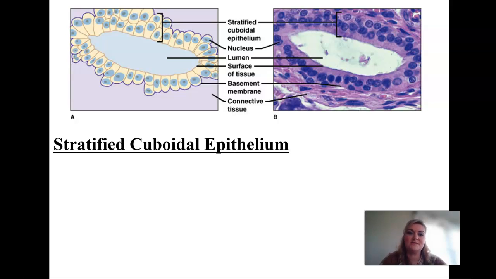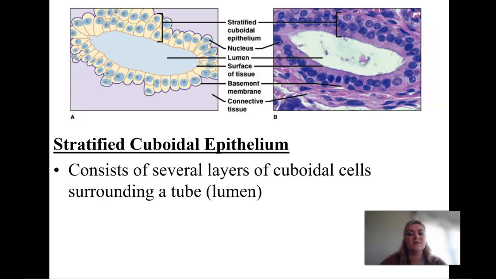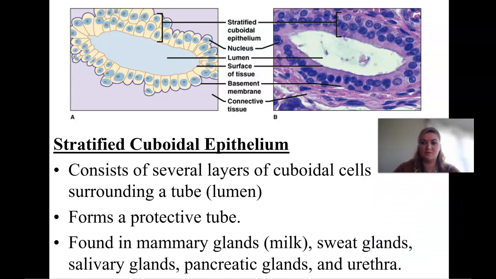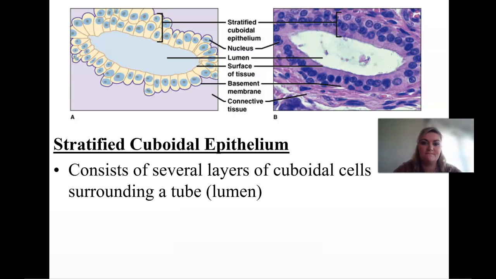Our next up is going to be stratified cuboidal epithelium. In order to be stratified, it only has to have 2 or more layers. And then those layers in this case are going to be cube shaped. So they consist of several layers of cuboidal cells. Then on the inside you will have that opening still, and that opening is always referred to as a lumen. It's going to give a protective tubing there. It's going to be found in things like your mammary glands, which produce milk, sweat glands, which produce sweat, salivary glands for saliva, pancreatic glands, and the urethra.